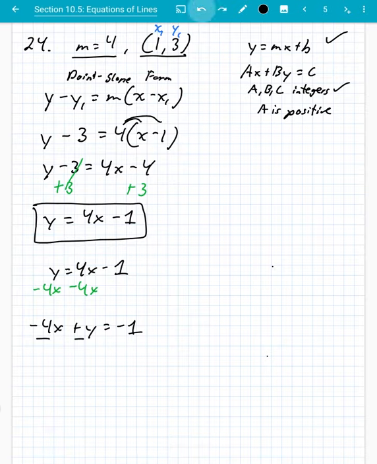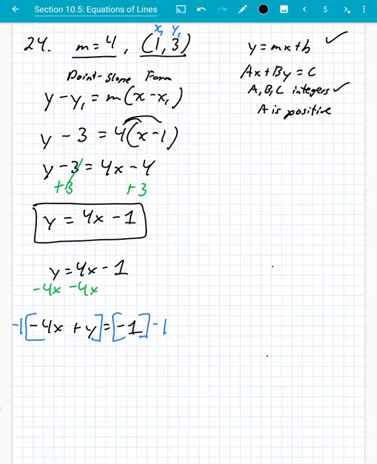So they're all integers. So what we're going to do now is make sure a is positive. And as you can see, a right here is not positive. So in order to make it positive, we need to change the sign of it. And to change the sign of any number, we can just multiply it by negative 1. So we're going to multiply everything on the left side and everything on the right side by negative 1, because remember, what we do to one side, we have to do to the other.